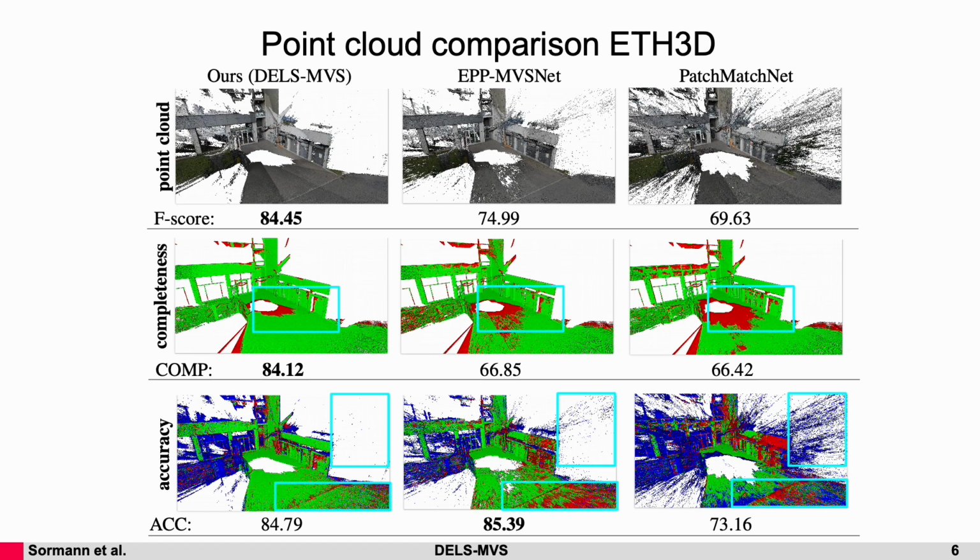Next, we present point cloud results of DELS-MVS and compare them with results from other methods. Here, we show RGB point clouds in the first row, completeness in the second row, and accuracy in the third row. We can see that in terms of completeness, our method outperforms the other two, while achieving competitive accuracy, which leads to an improved overall F-score.